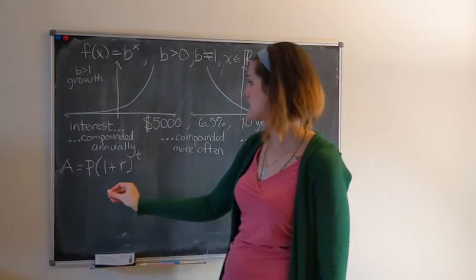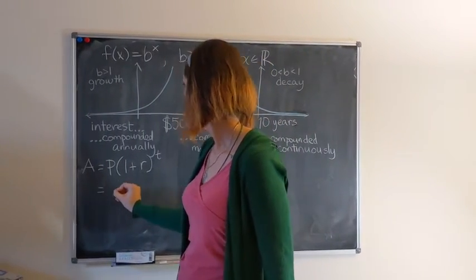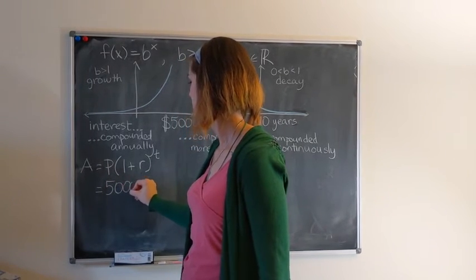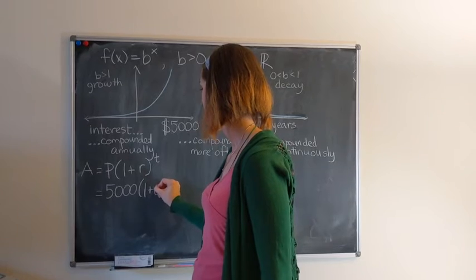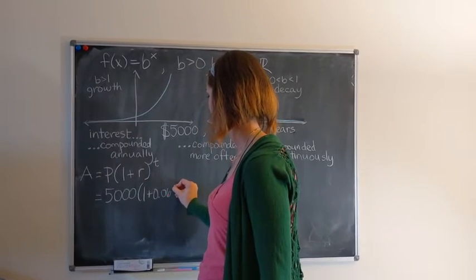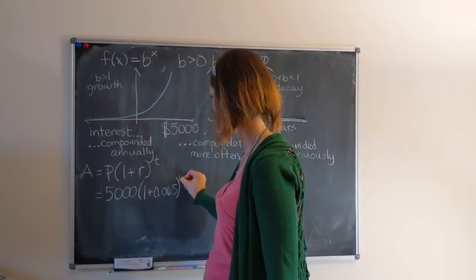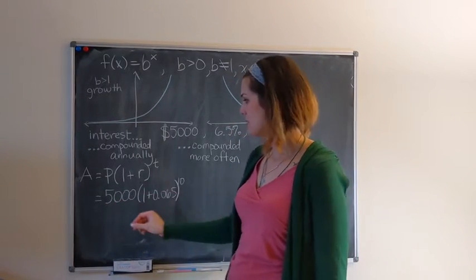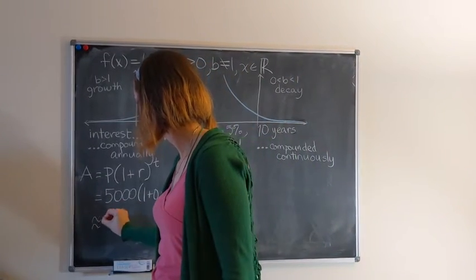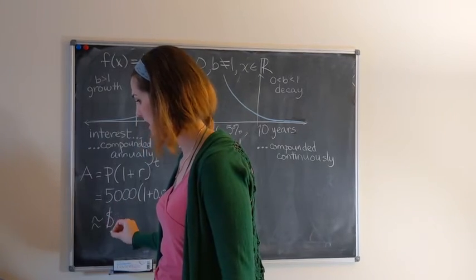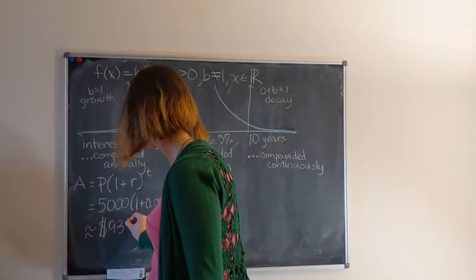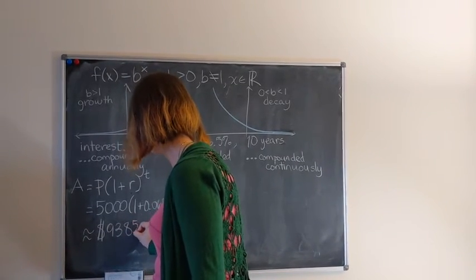So by using this function with a principal of $5,000, an interest rate of 0.065, and a time of 10 years, just putting this into a calculator, we can find the amount owed at the end of that time as being approximately $9,385.69.